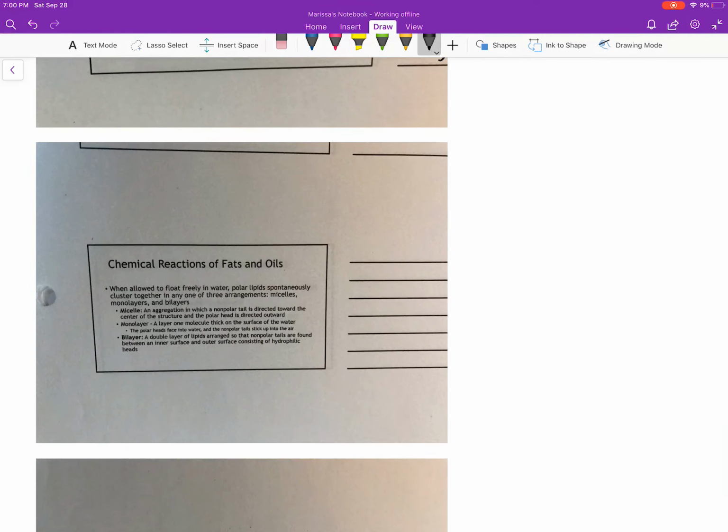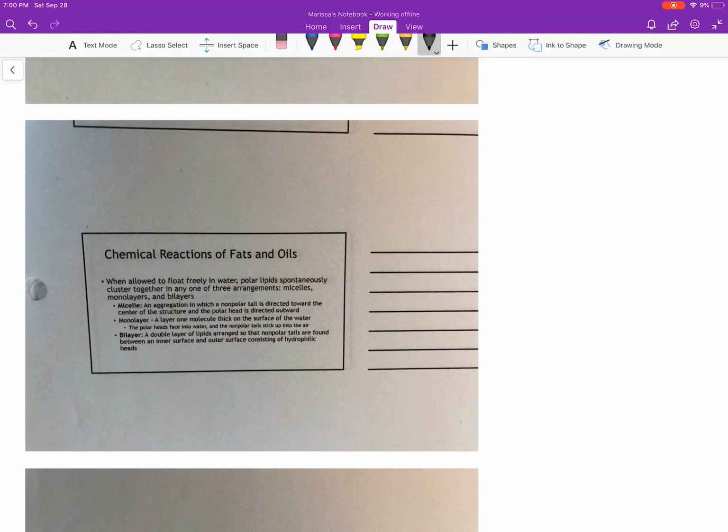So when these fats and oils are allowed to float freely in water, polar lipids will spontaneously cluster together in any one of three arrangements: micelles, monolayers, and bilayers. Okay, so a micelle is an aggregation in which the nonpolar tail is directed towards the center of the structure and the polar head is directed outward. So it looks something like this.